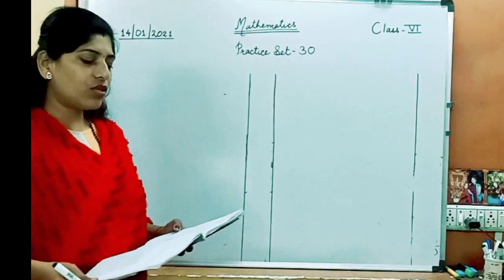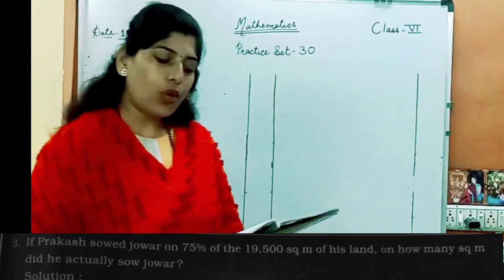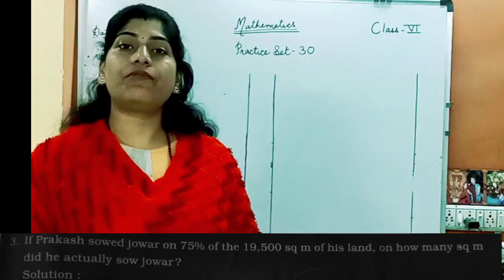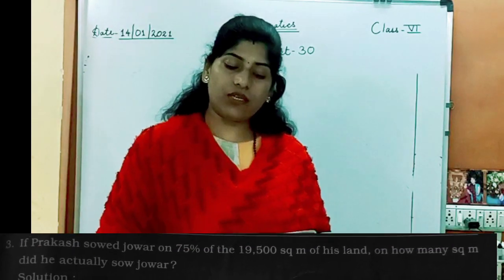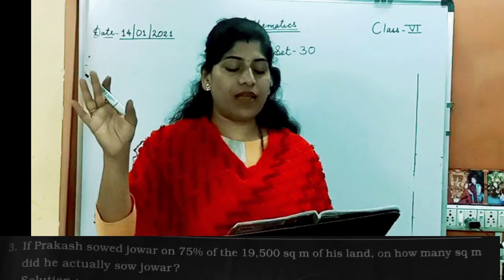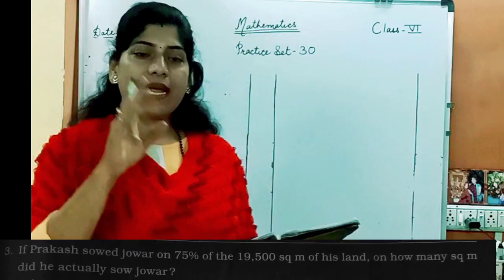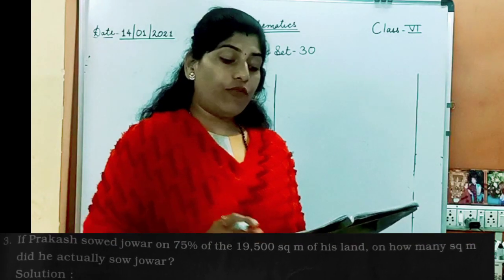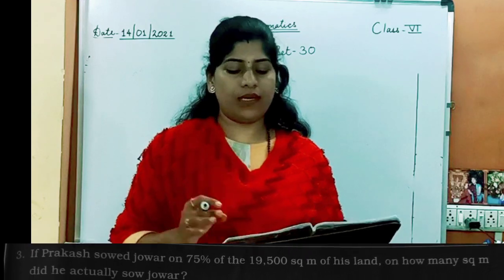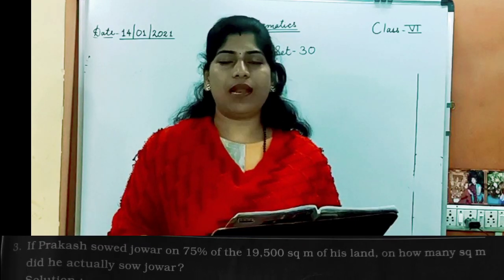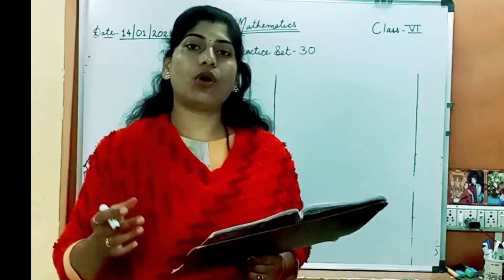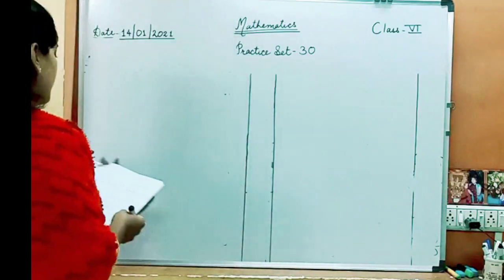Let us see the next question. If Prakash sowed jowar on 75% of 19,500 square meter of his land, means this land is 100% of the land. Okay, the total land area is given. And from that he sowed jowar on 75% of his farm or land. On how many square meter did he actually sow jowar? So let us see.